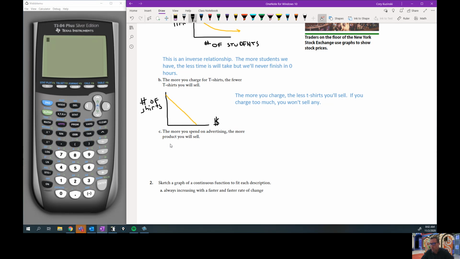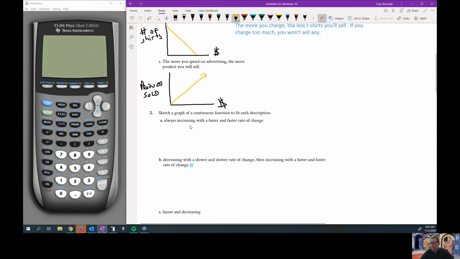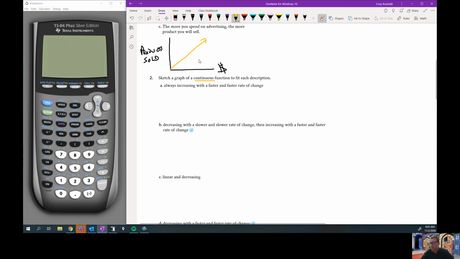The more you spend on advertising, the more product you'll sell. So money spent, products sold. This is probably going to be kind of linear too, something like this, I would think. Maybe not though. You might make an argument that it's a curve, but all right. Sketch a graph of a continuous function to fit each description. So continuous is what we're going with here.